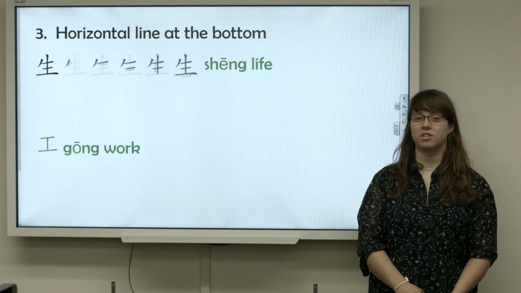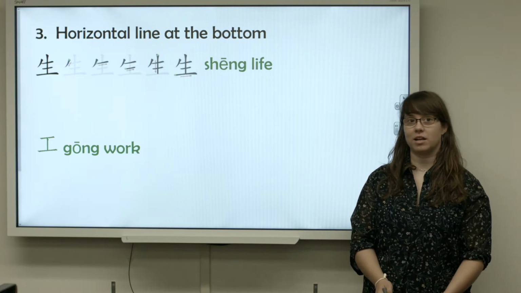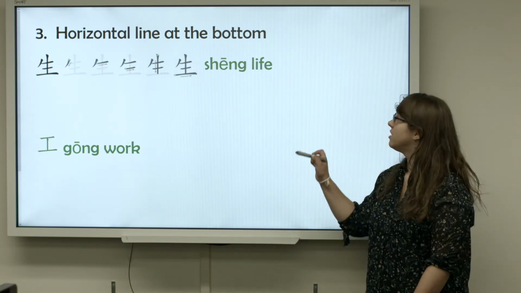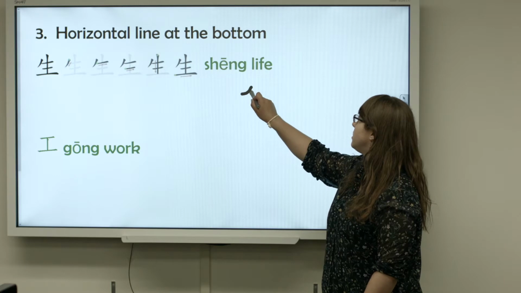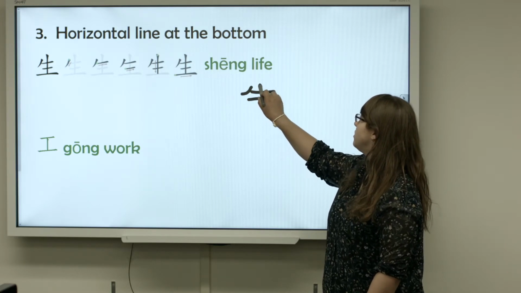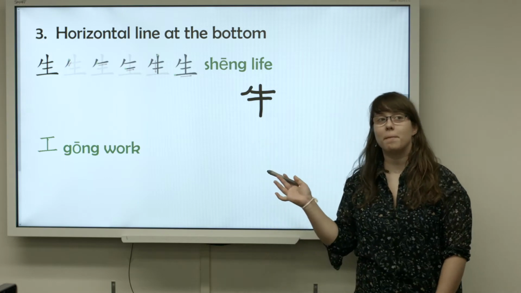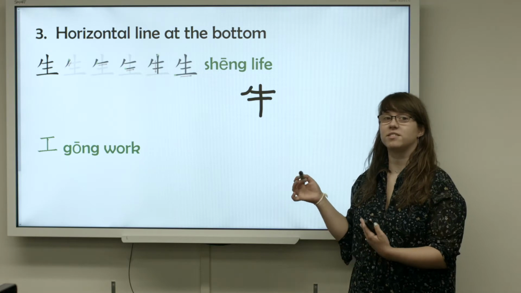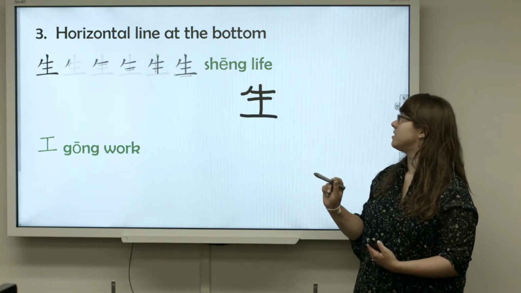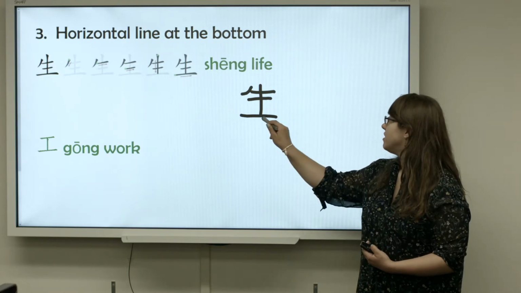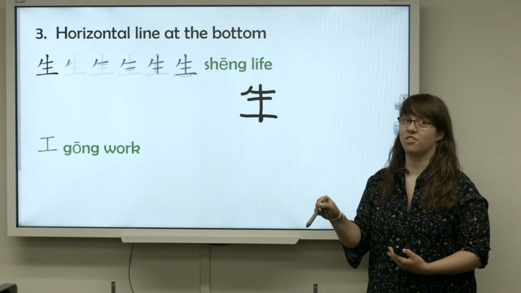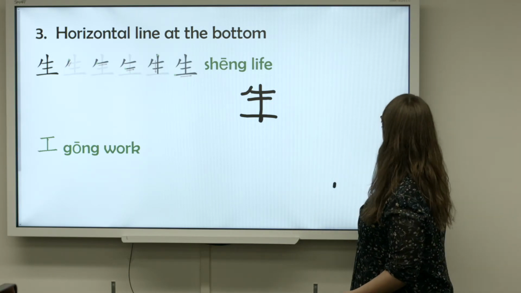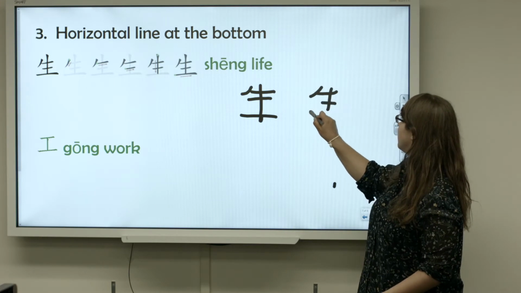Next, we have characters that have a horizontal line at the bottom. They may not be inside of a box, but they still follow the Fedex rule. Let's start with the character sheng. First, you start with a pie, heng, heng, shu. Now you may remember that we always write horizontal before vertical, but in this case, this follows the Fedex rule, where the last heng comes after the vertical line. We do that so that there isn't anything sticking out at the bottom of the character when you write the last vertical line. So it's always going to be a nice, clean character.